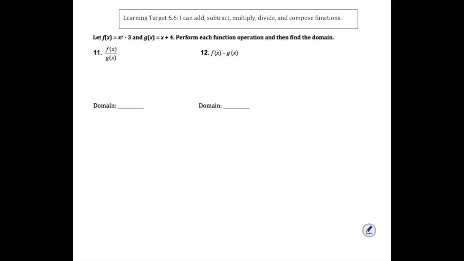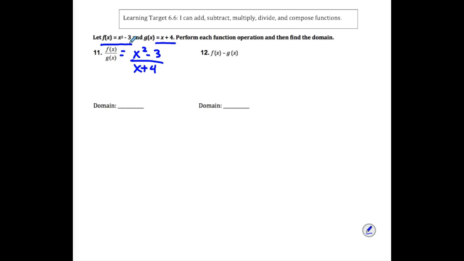Continuing our review for tomorrow's test, we're looking at section 6.6. I can add, subtract, multiply, divide, and compose functions. So the first question is asking us to do a division problem. We are given function f is x squared minus 3 and function g is x plus 4. So if we set up our division, we have x squared minus 3 divided by x plus 4.